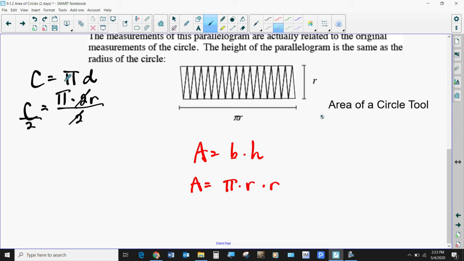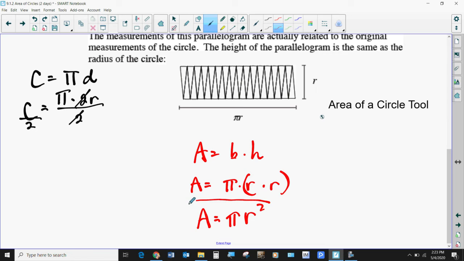So the area of the circle has to be pi times the radius again, and this we can write as the radius squared. That's supposed to be a 2 there. So this is one of the ways of showing how the area formula for a circle is derived.